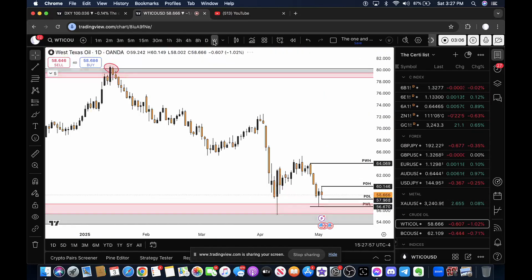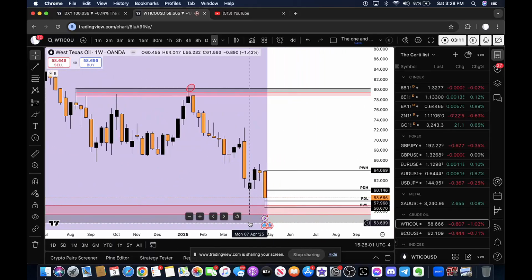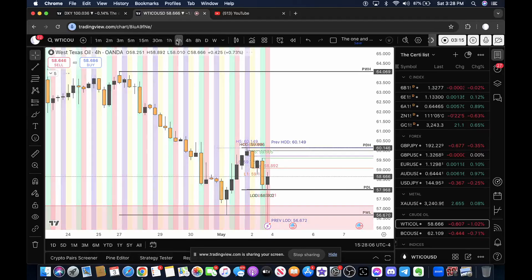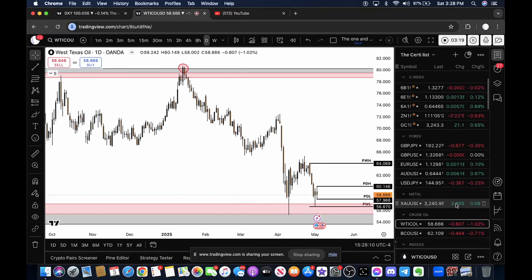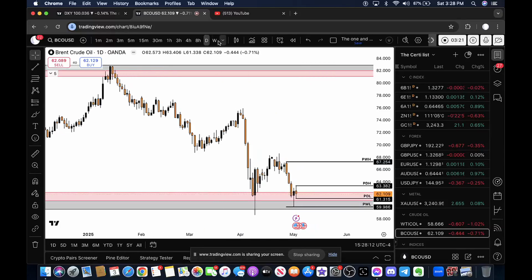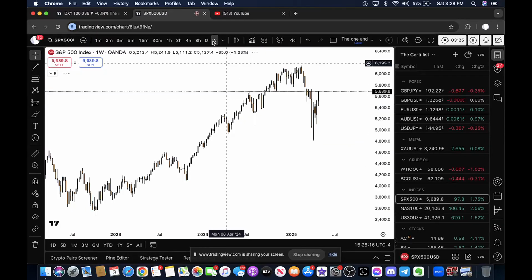WTI crude oil, looking at a weekly time frame, price is respecting that weekly fair value gap, came back to the 50% area before coming back to the upside, making a new lower high that could be a new low. Right, H3 bearish order flow, daily bearish structure. Similar price action to Brent crude oil, so I'm not going to break that pair down. It's very similar, if not the same.